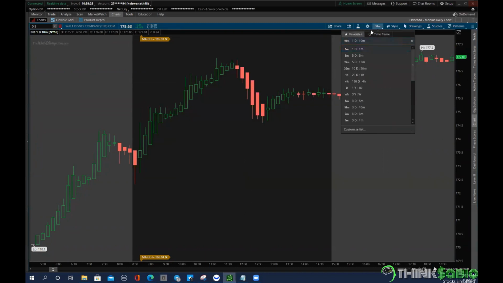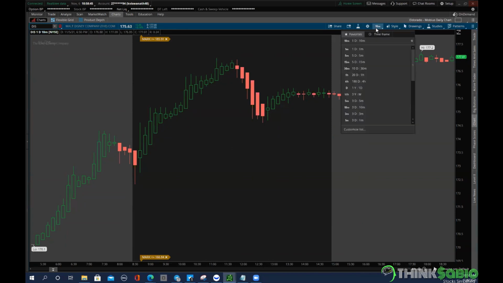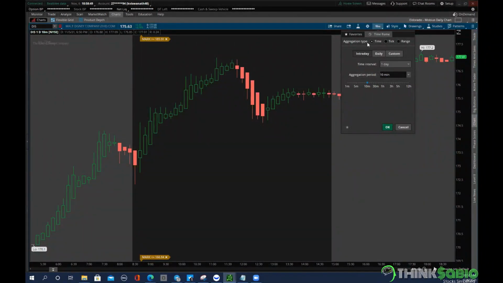The range is nothing but each candle here has to form every 10 minutes, right? Here it says 10M, which means each candle has to form every 10 minutes. Now, what I found interesting is that there is something called range and a tick within the Think or Swim platform. It is on TradingView as well if you're using it.